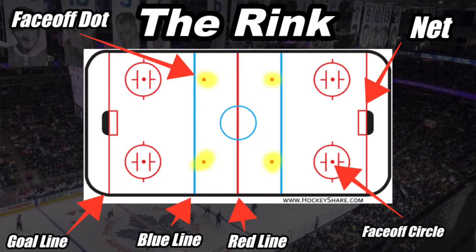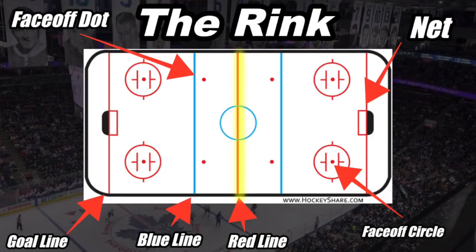That can change though. In the neutral zone, you will see 4 dots highlighted. Those are the neutral zone face-off dots. Typically when there's an offside or some type of fight or something like that, usually that's where the face-offs are. There is also a face-off circle in the direct middle of the ice, and that's usually where a face-off takes place at the beginning of the period, after a goal, or some type of delay.